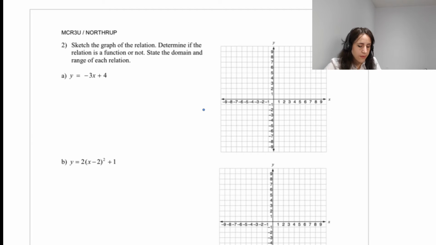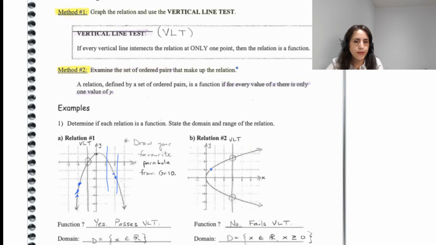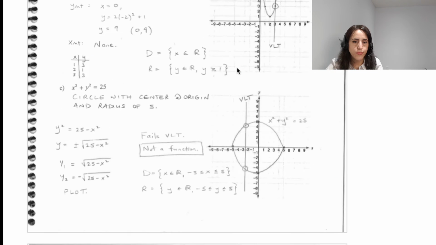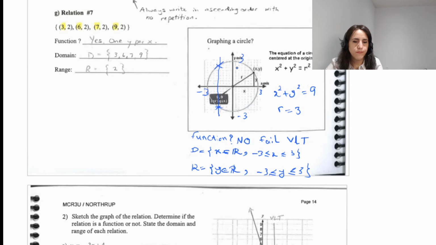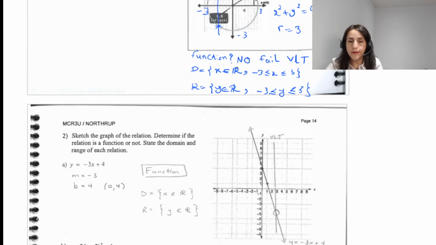Hopefully you could at least graph the first one. Okay, I have a graph here. I'm sure that you have something like that too. 4 is the y-intercept, and I have a slope of negative 3, rise over 1, so 3 steps going down and 1 step to the right. It's making my second point, and I draw it. Okay, negative 3x plus 4 is a line like that.